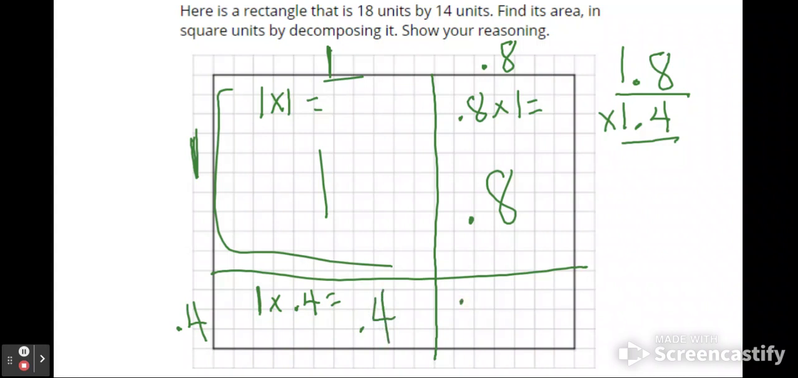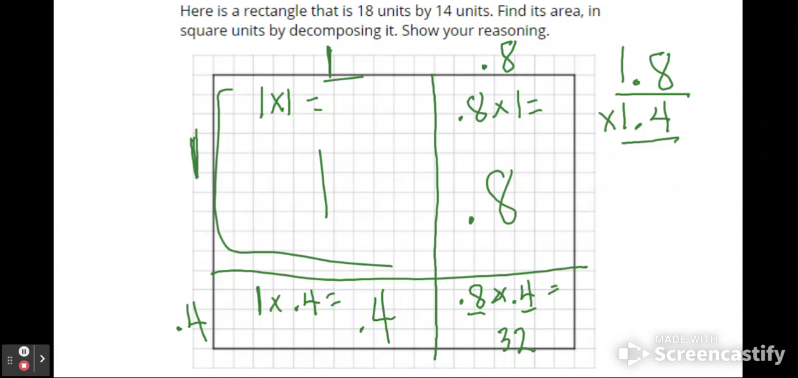Lastly, I have a base of 8/10 and I have a height of 4/10. Here's where it gets slightly tricky. I know what 8 times 4 is. 8 times 4 is 32. But I now have numbers that are behind a decimal point. And that decimal point has to be reflected in my answer.